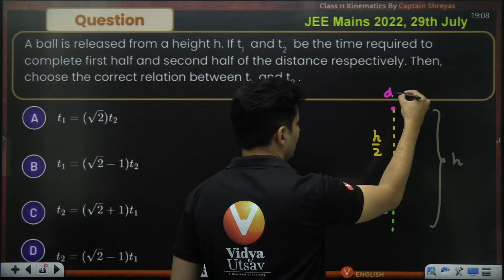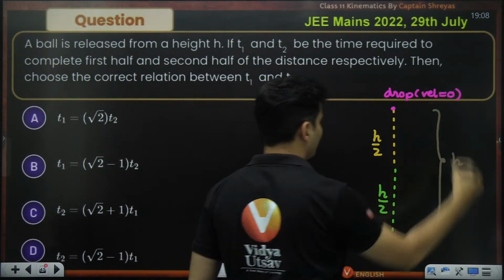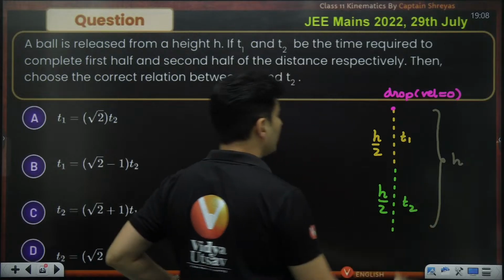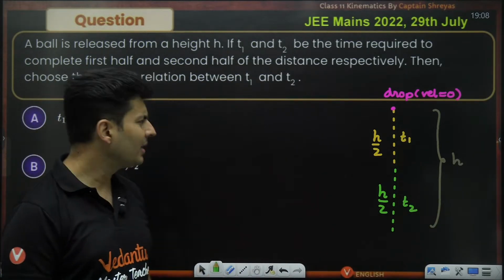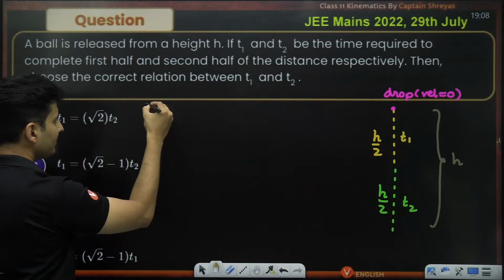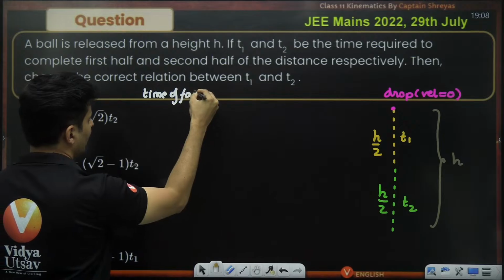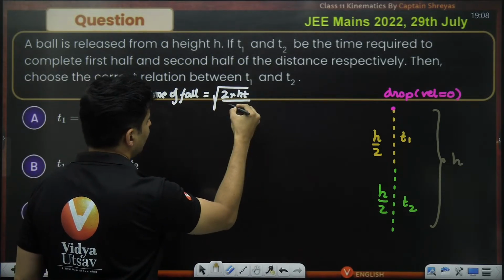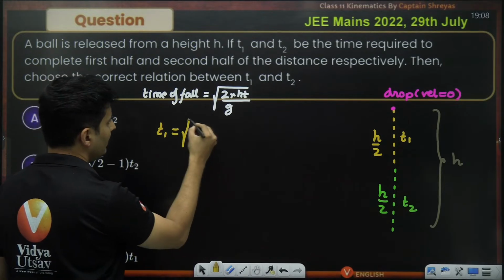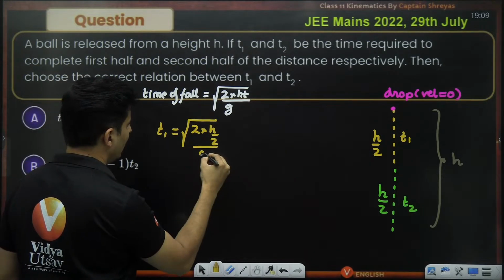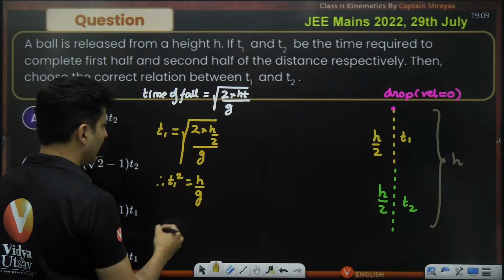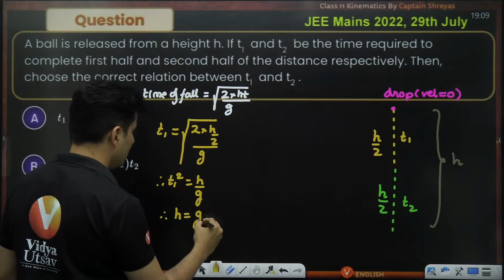It started from rest, so it was a drop. Velocity was 0. T1 and T2 are the times. So this is taking time T1. This is taking time T2. The question is to find the relation between them. Okay, let's try to figure it out. If you consider this particular part, remember there was a formula: time of fall is root of 2 times height by gravity. Just use this formula for this part. So T1 will be root of 2 times h by 2, the whole thing by g. Square it. So T1 square, 2 cancels, is h by g. Therefore h is equal to g T1 square.